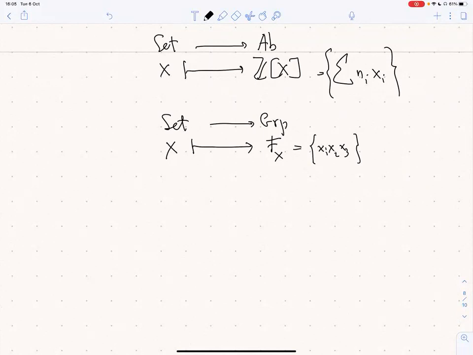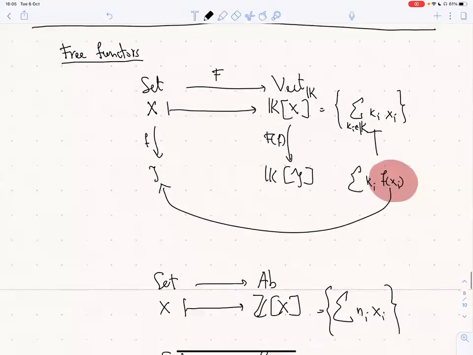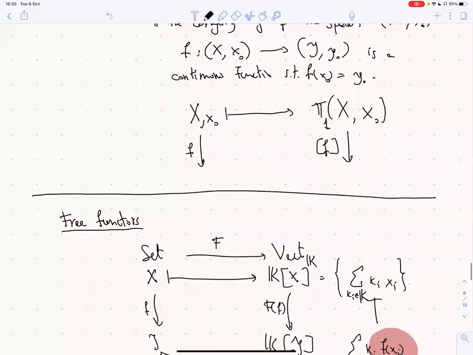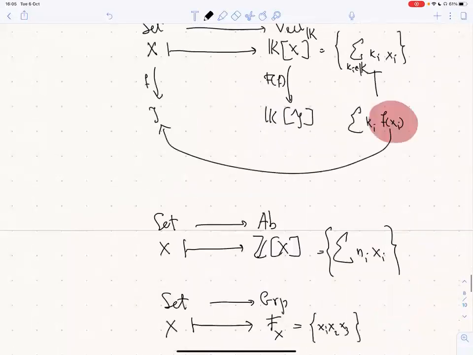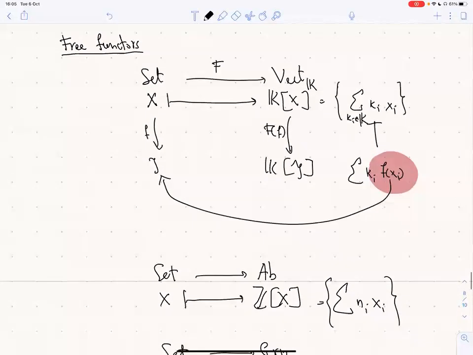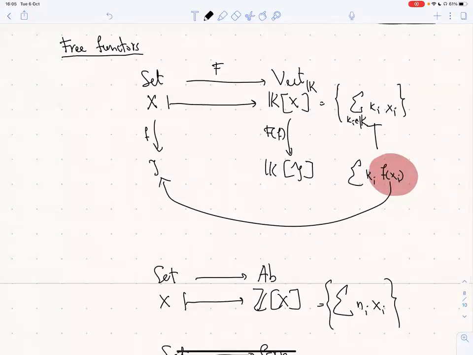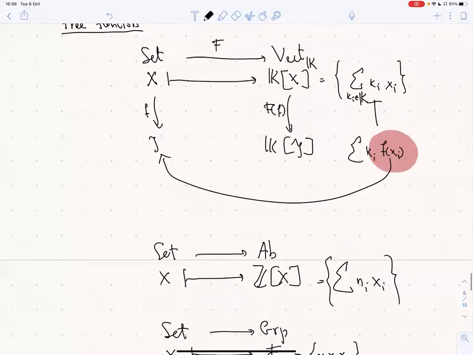And of course, in the case of the function, it works in the same way as the previous examples. So I will not be too boring with this. But free functors are a very natural class of functors, which don't behave trivially on sets. So they are not like the forgetful functor. They are used in algebra, and they are called free constructions. Everybody is quite used to them, I guess.